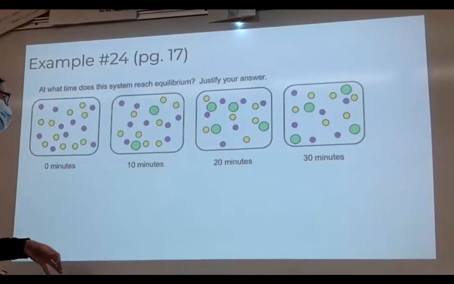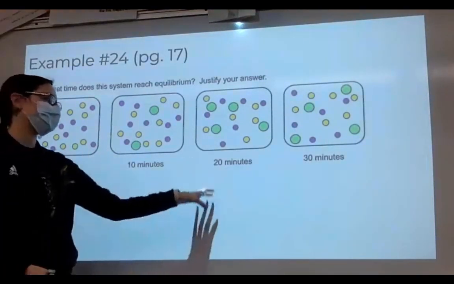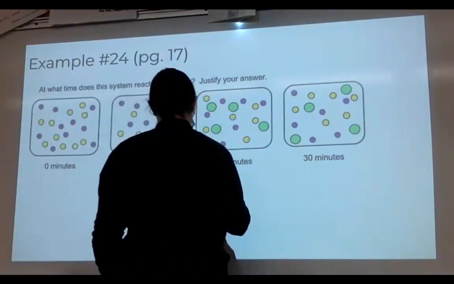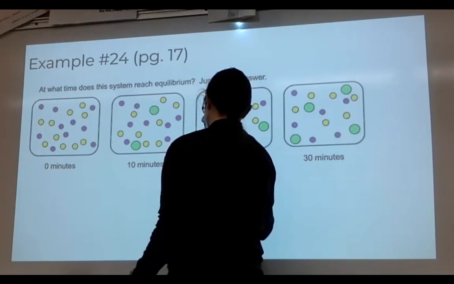So sometimes it might help to just count the particles underneath, or just count them, kind of right next to it. At what point, right, at what time does the system reach equilibrium? 20 minutes. So equilibrium was achieved at 20 minutes.